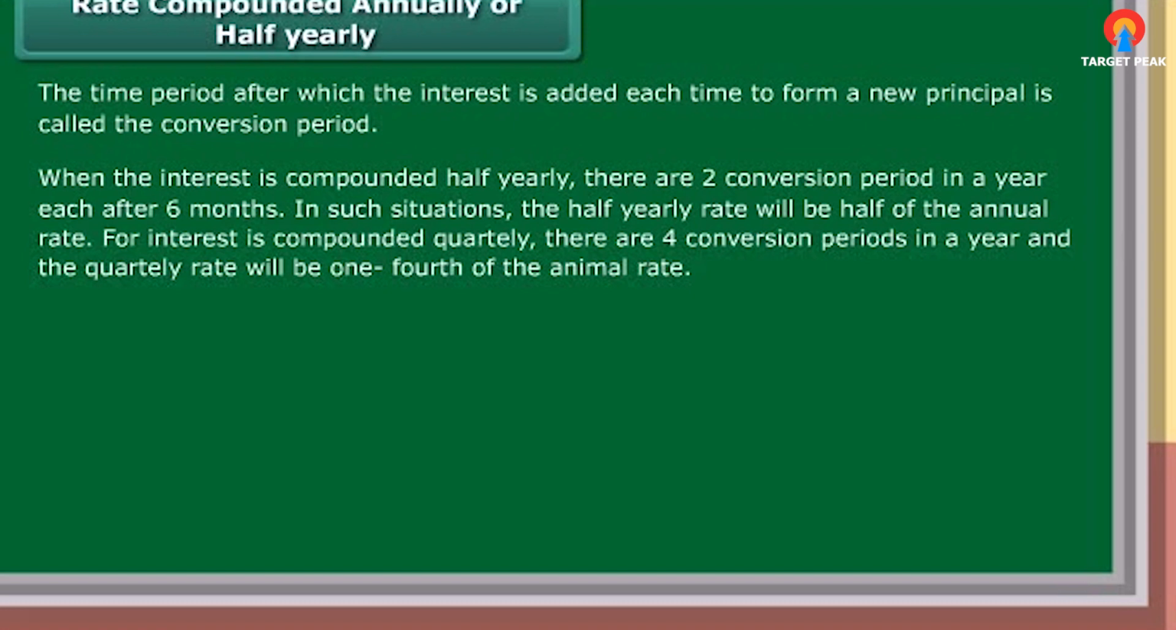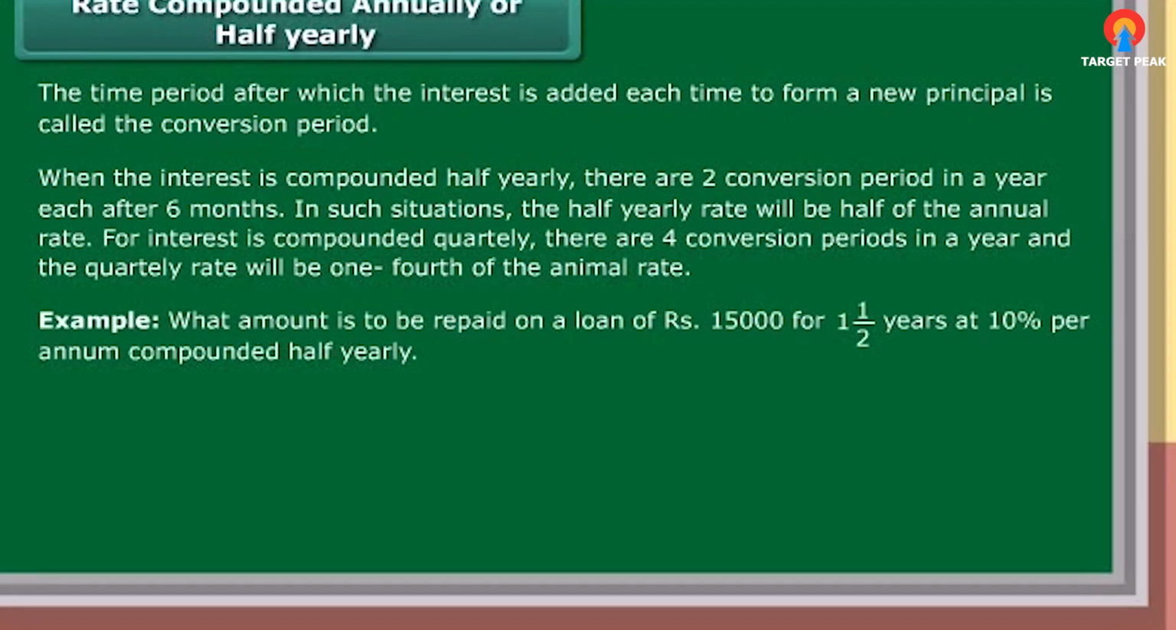When interest is compounded quarterly, there are 4 conversion periods in a year and the quarterly rate will be 1/4 of the annual rate. Example: what amount is to be repaid on a loan of rupees 15,000 in 1.5 years at 10% per annum compounded half-yearly?